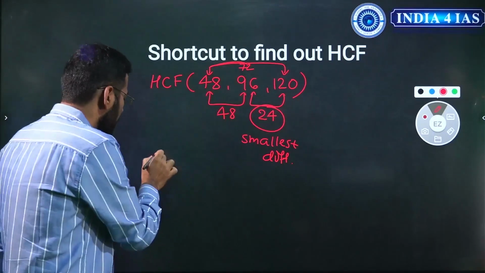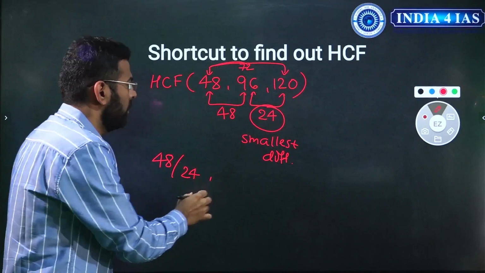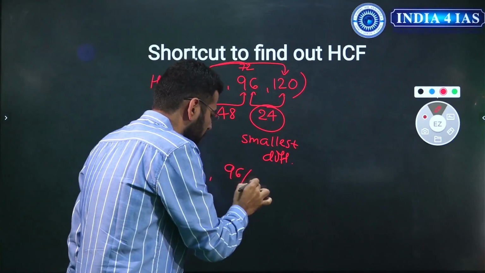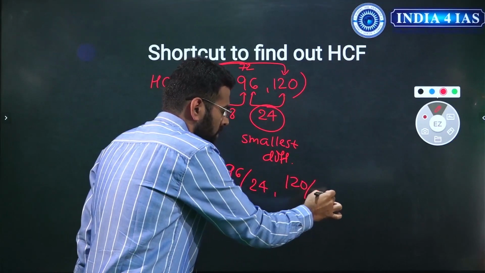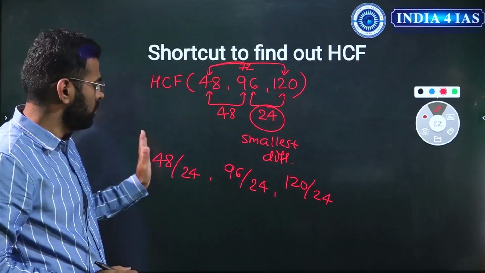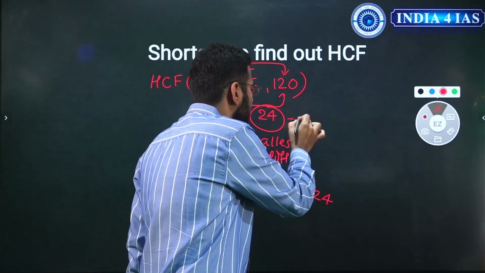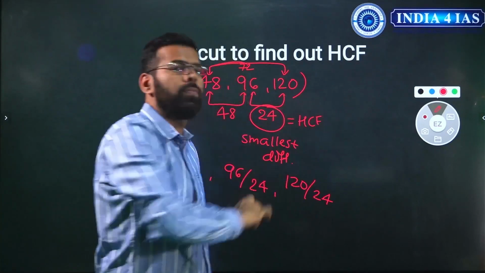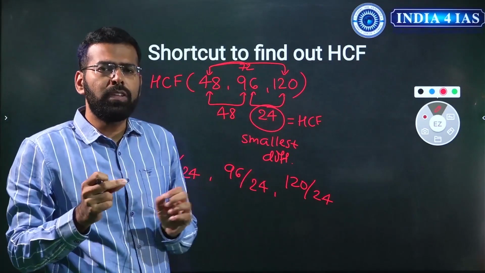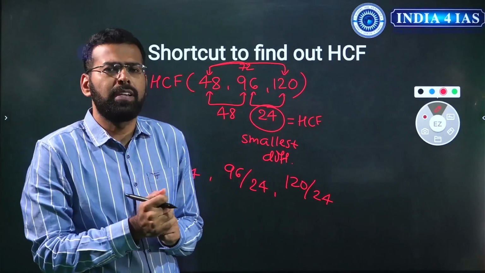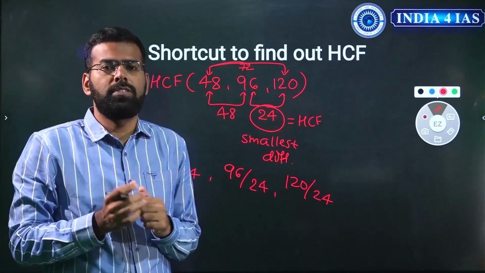Now check whether this smallest difference divides all these numbers. Does 24 divide 48? Yes. Does 24 divide 96? Yes. Does 24 divide 120? Yes. So all these numbers are divisible by 24. That's why your HCF is 24. If you use this method, you can find the HCF within, I think, 5 to 10 seconds. I believe you can save a lot of time when there is a question on HCF in the exam.